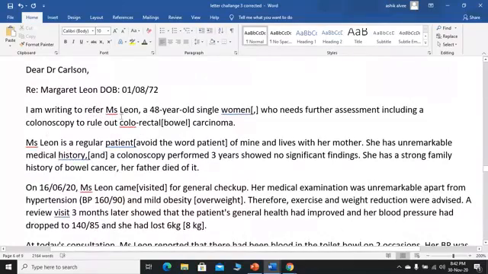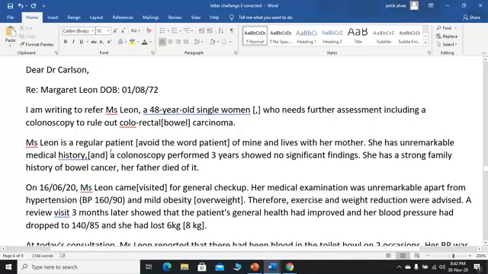I'm writing to refer Ms. Leon, a 40-year-old single woman, a comma is missing, who needs further assessment, including a colonoscopy to rule out colorectal carcinoma. In the case note, it is written bowel cancer. So it should be bowel carcinoma, not colorectal carcinoma. This is a misinterpretation of the case note, and this is judgmental, and it can reduce your marks to a huge amount.